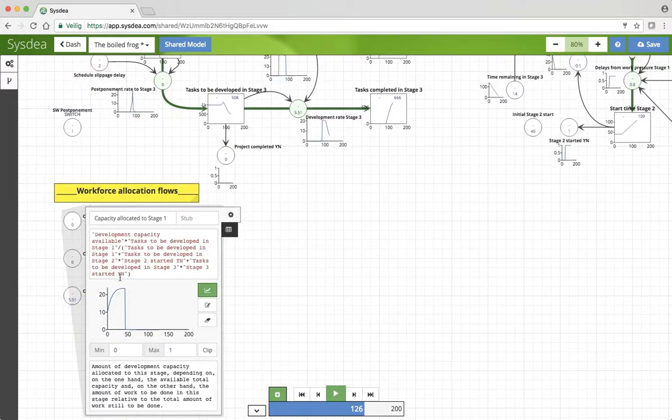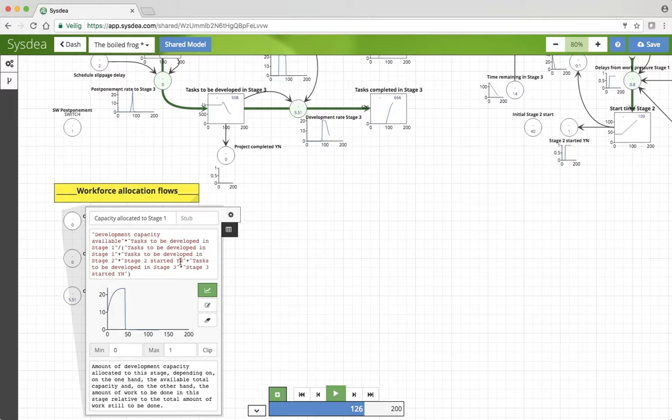So in more formula terms, this is the total capacity available. All this underneath is the total amount of work that needs to be done, the tasks to be developed in stage 1 and 2 and 3, those 3 levels. And this is the amount of work to be done in stage 1. So you take the fraction of the total work and say that's what we do with the development capacity available.